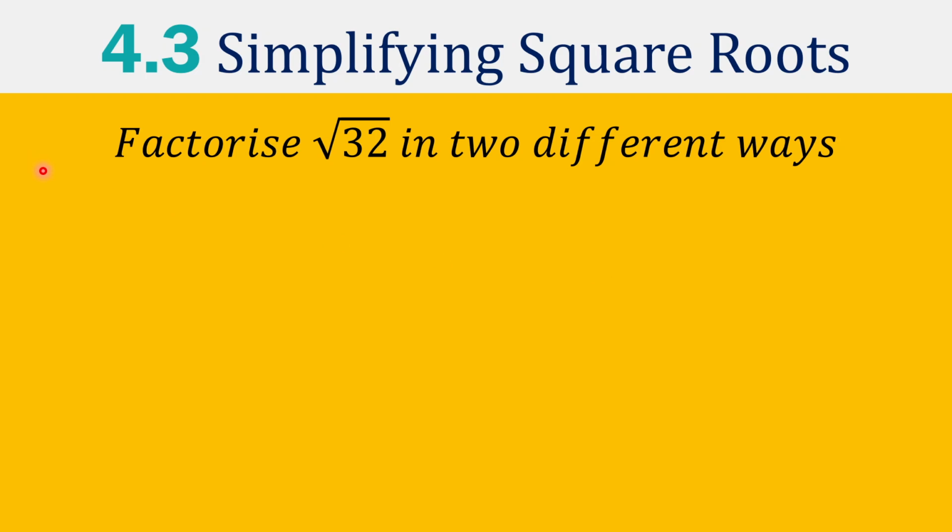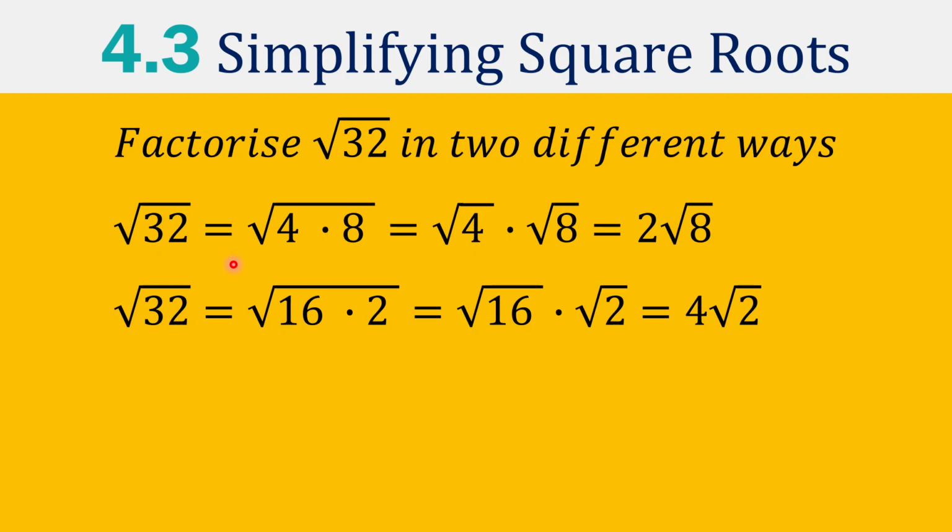Let's take a look. We can factorize 32 by writing it as 4 times 8. I can do that because I can calculate the separate root of 4, which is 2. So apparently 2 root 8. But if you look a bit more closely, I can also rewrite it as 16 times 2. That is, square root 16 times root 2 is 4 root 2.